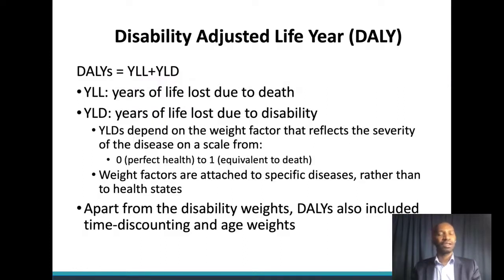So we could think of DALYs as the sum of the years of life lost due to death and the years of life lost due to disability. The years of life lost due to disability depends on the weight factor that reflects the severity of the disease on a scale from 0, which is perfect health, to 1, which is equivalent to death. The weight factors are attached to specific diseases rather than to health states. Apart from the disability weights, the DALYs also include time discounting and age weights.